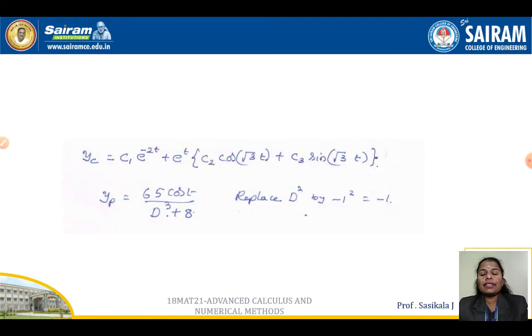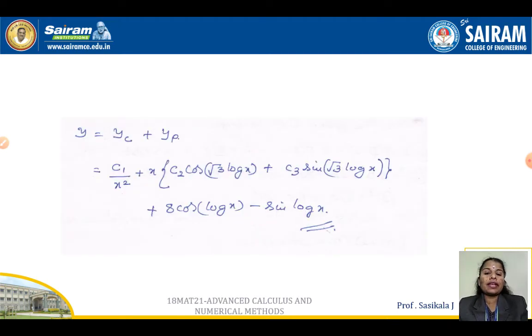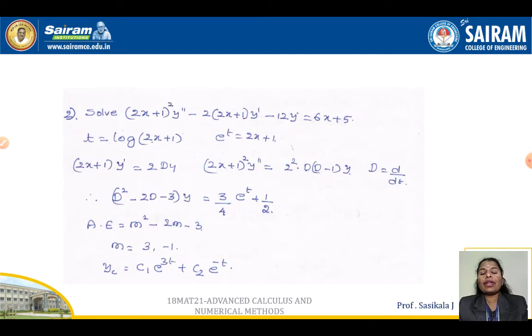So you can write e power t is nothing but x, and c1 of cos root 3 into t is nothing but what is the t term, which is considered for log x, right? Plus c3 of sin root 3 log x plus 8 into cos t, which is cos log x, and minus sin log x are your answer. Okay, so we'll go with one more example.